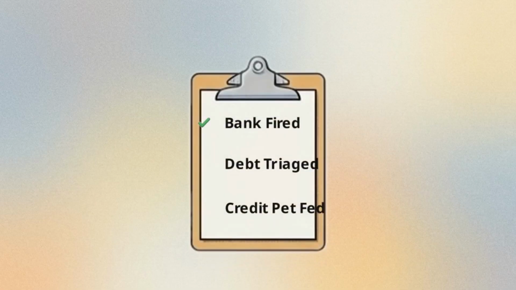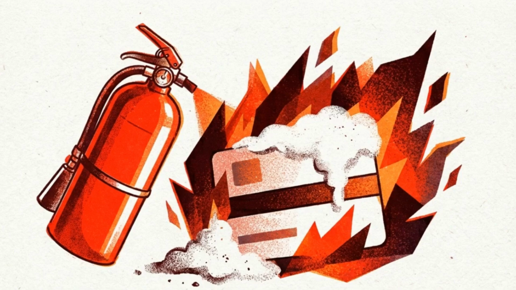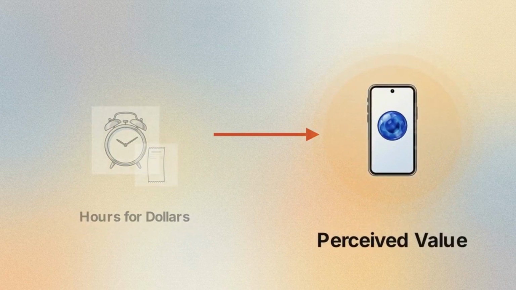Take a look at your progress. You have moved your savings, addressed your high-interest debt, and automated your credit maintenance. These steps plug the leaks in your current system. However, reaching a higher level of wealth requires shifting your focus towards perceived value, rather than just trading your hours for dollars. Steve Jobs provides a clear example of this shift.